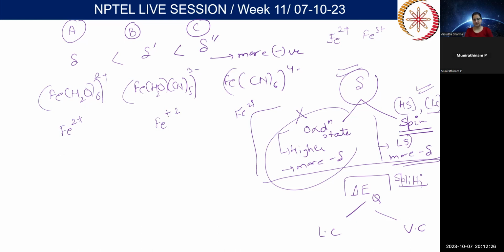The A complex is a high spin complex, ma'am. Second one, low spin complex. This one? That also low spin complex. But among these two, which one is going to have less shielding effect on the s electrons? Here there are 5 strong ligands. Here there are 6 strong ligands. Which one is going to have less shielding effect? C complex has less shielding. So it would have the least.